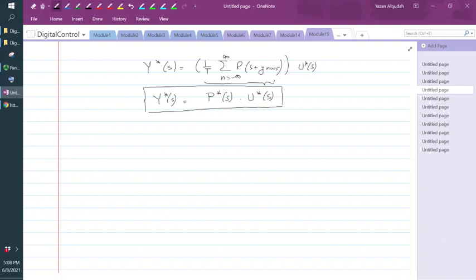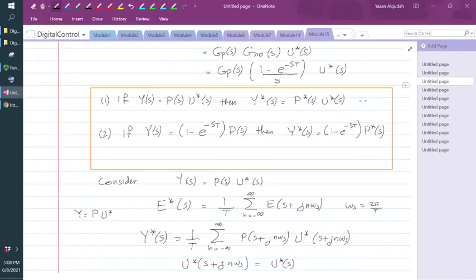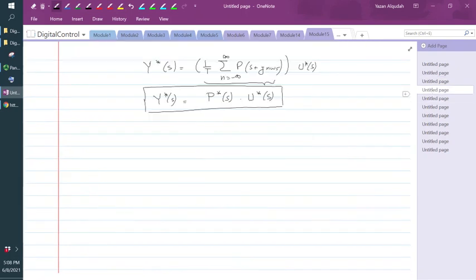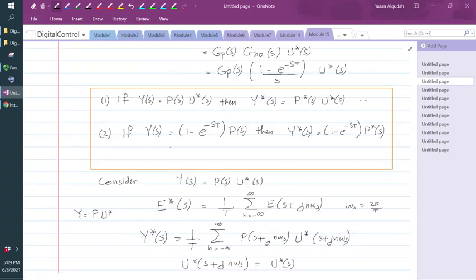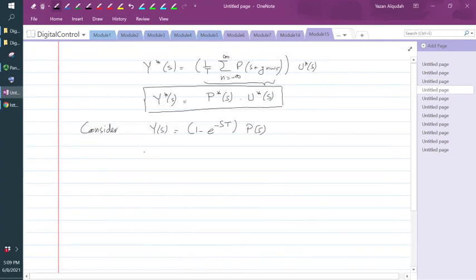Okay. Now let's look at the second expression that we have. So let's consider that we have y of s equal to 1 minus e to negative sT multiplied by P of s. And what this says is that y star is going to equal 1 minus e to the negative sT multiplied by P star of s. So let's see how we're going to show that.